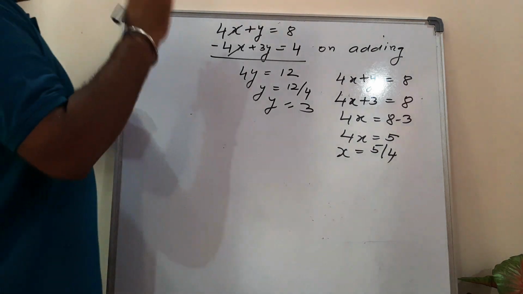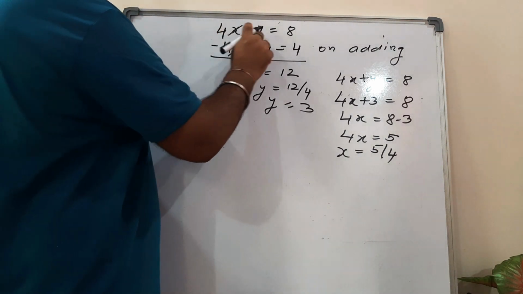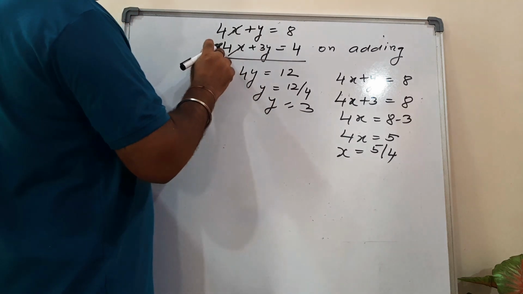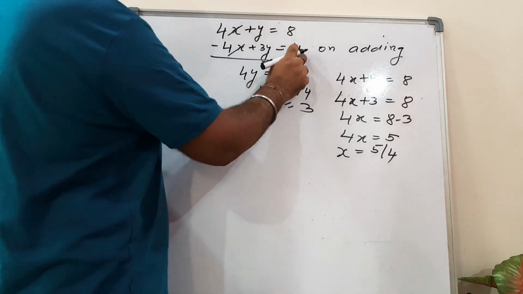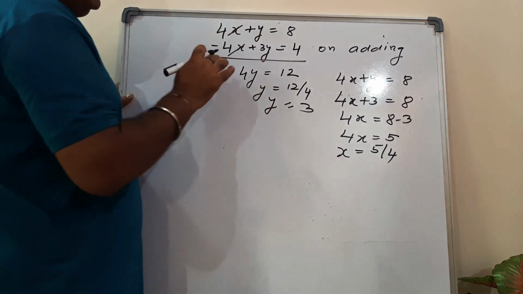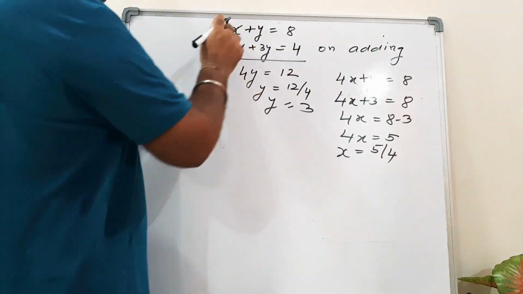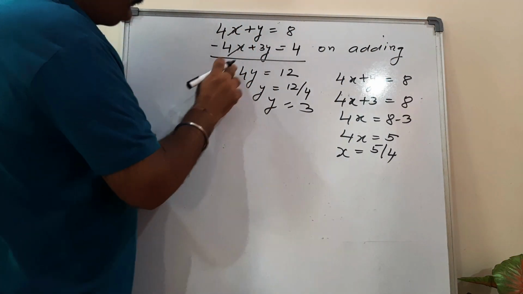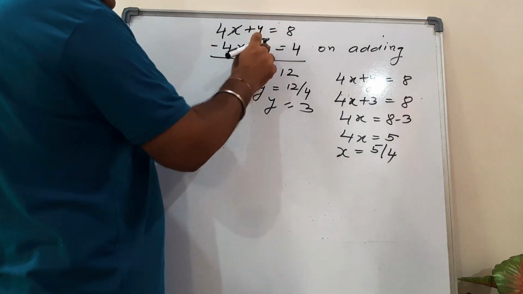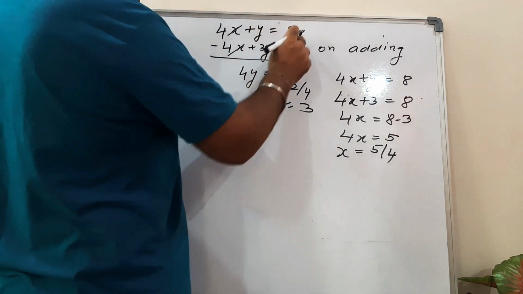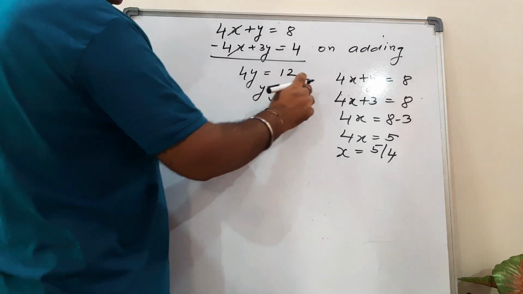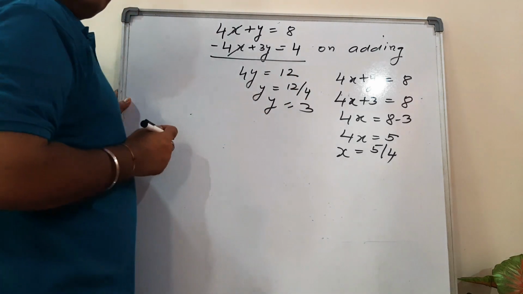Now I am going to explain again. 4x plus y is equal to 8. Minus 4x plus 3y is equal to 4. The possibility of getting cancelled is 4x and minus 4x. On adding, 4x and minus 4x is cancelled. So plus y and 3y becomes 4y. 4y equal to 12. So y is equal to 12 upon 4. y is equal to 3.